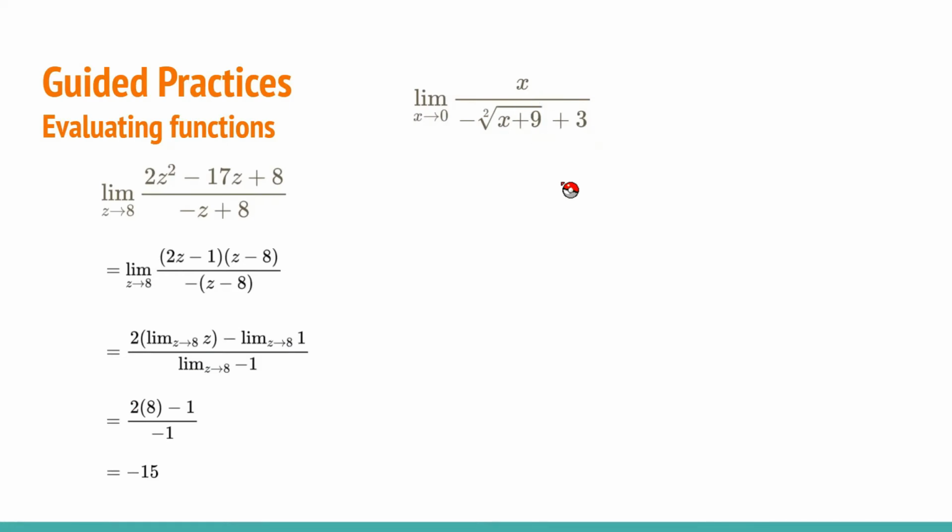Lastly, we have the limit of x over the square root of x plus 9 plus 3 as x approaches 0.